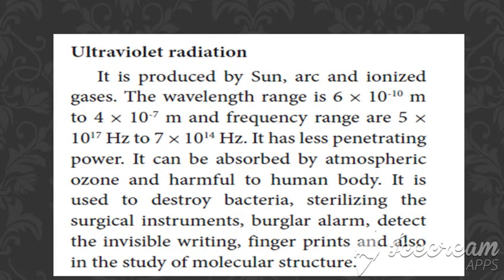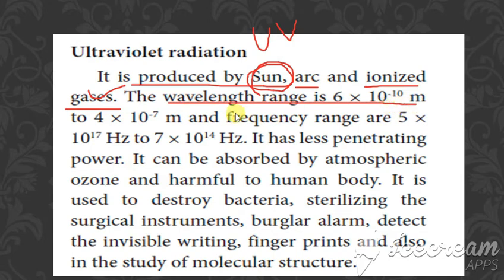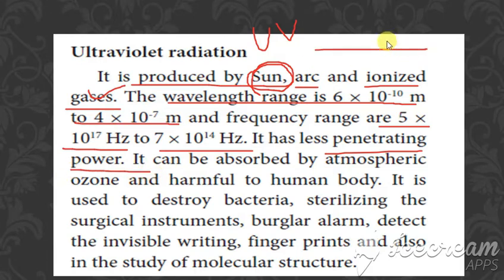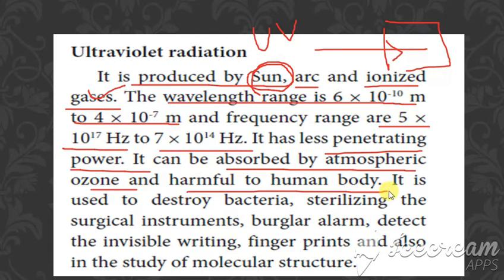Clear? Next is ultraviolet, that is UV rays. What is the main source of ultraviolet? The sun. Also arc and ionized gases produce UV rays. The wavelength range is 6 into 10 power minus 10 to 4 into 10 power minus 7, and the frequency range is 5 into 10 power 17 to 7 into 10 power 14. It has less penetrating power, so it cannot penetrate through larger distances or heavier particles. It can be absorbed by atmospheric ozone and is harmful to the human body.